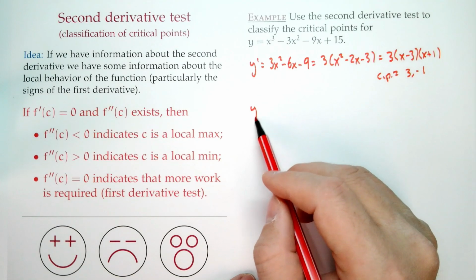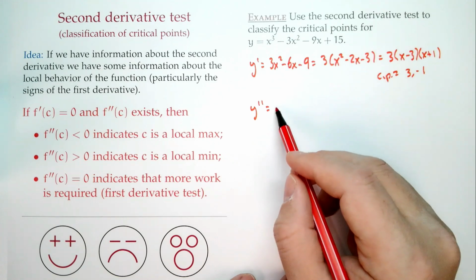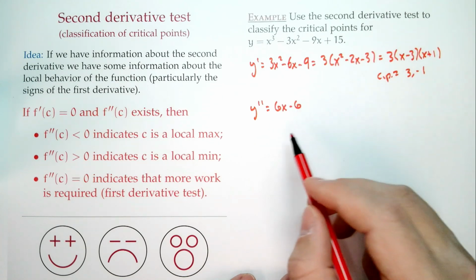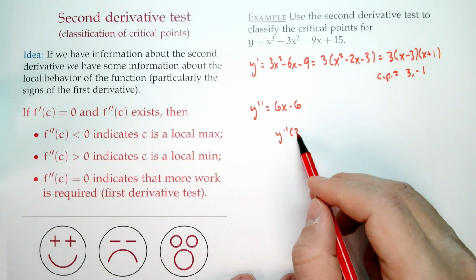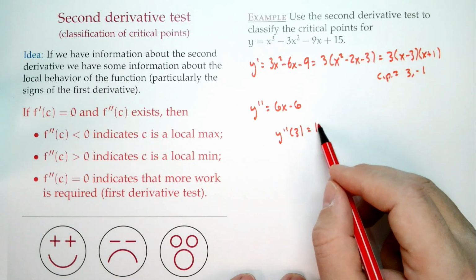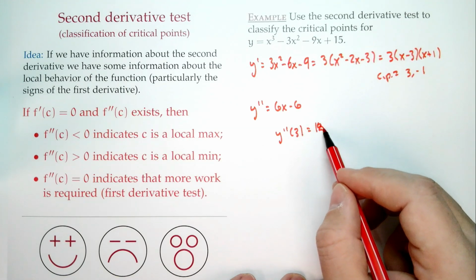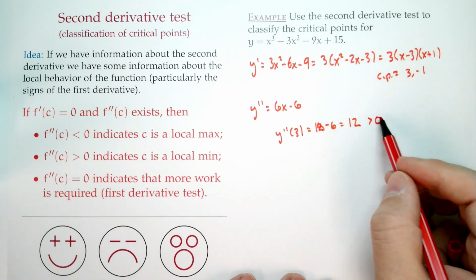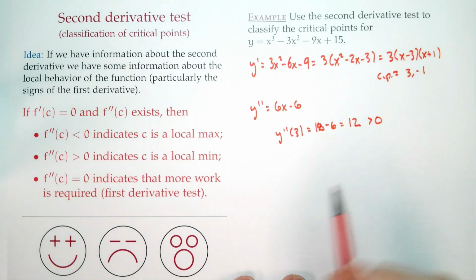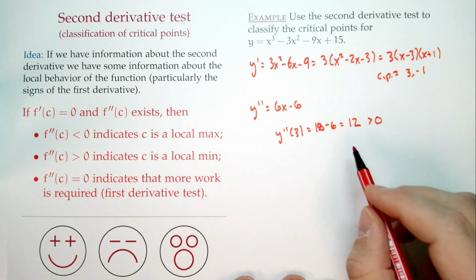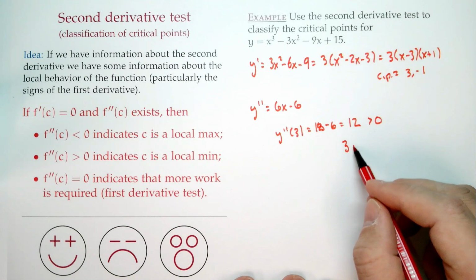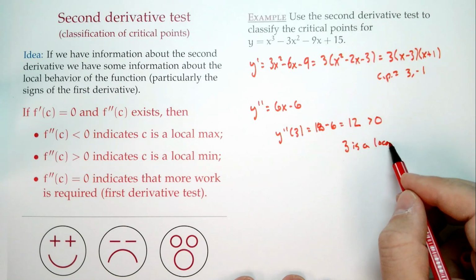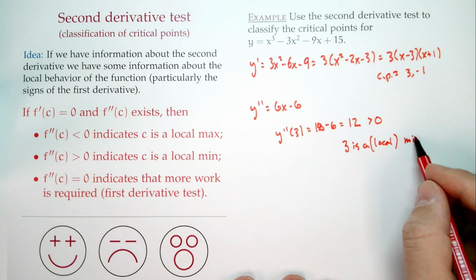So, take the second derivative. What will we get? 6x minus 6, same as before. So the second derivative at 3, that's 18, oh, got ahead of myself, 18 minus 6 is 12, positive. So what does that mean? Well, that says our second derivative is positive, which means that at 3, we have the smiley face. And therefore, 3 is, again, a local min.